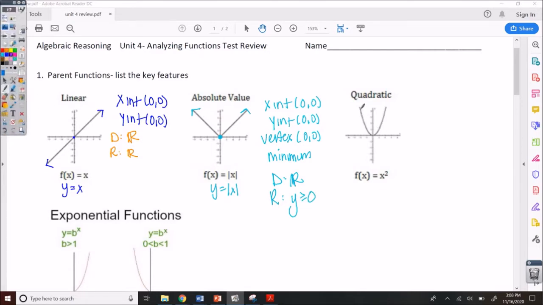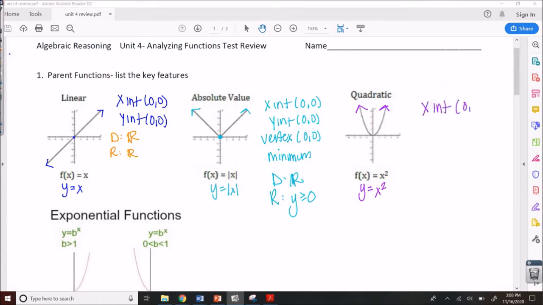In my quadratic, I have that U shape. And this is y is equal to x squared as my parent function. Again, my x-intercept is 0, 0. My y-intercept is also at 0, 0. That is also called my vertex at 0, 0. It is a minimum again.